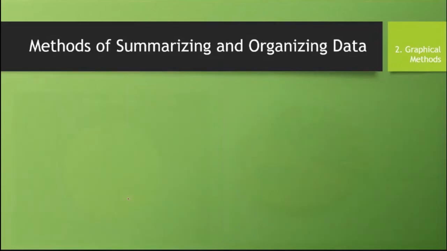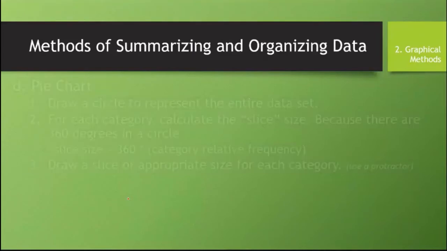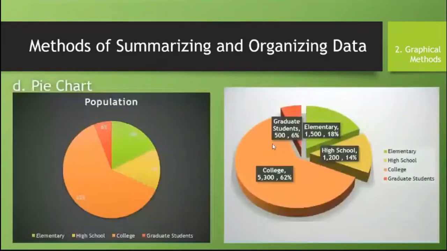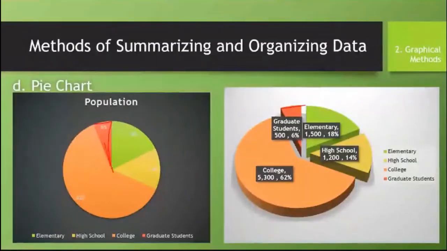First, we have to draw a circle, which represents your entire data. So the complete circle means 100%. Then for each category, you calculate the slice size. And how do we get the slice size? Meaning, when I say slice size, Kanisha, how do we get this size here?